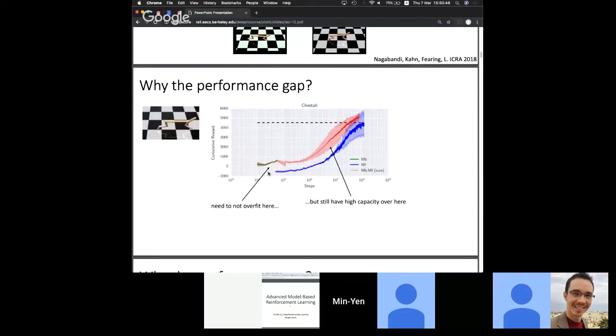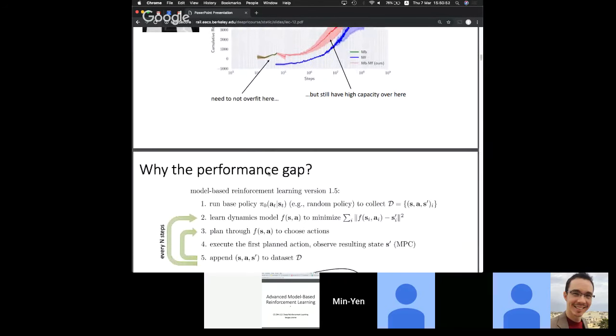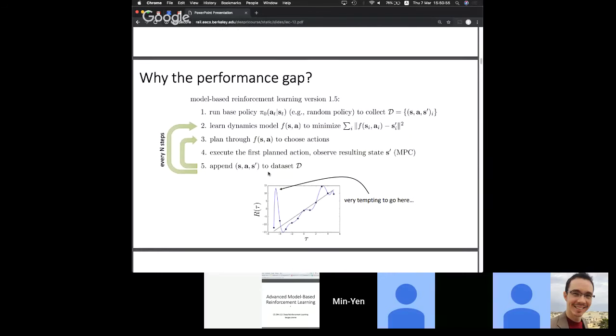Yeah. So this was just an animated slide, so it comes over here. Now let's come to the analysis, of why the performance gap is happening. So we'll talk about the learning version that Nick introduced in 1.5. Again, here it's just the extended version of Dagger. We have the initial data, and then we are collecting more data through this dynamics model.